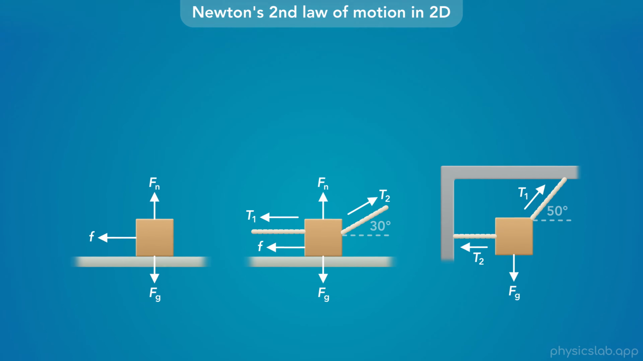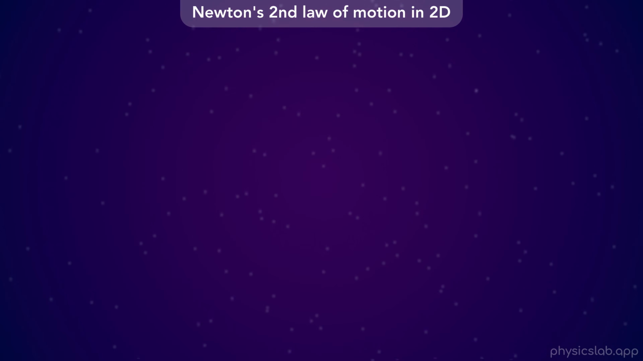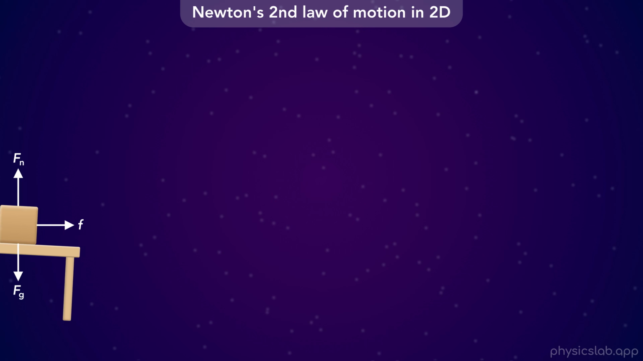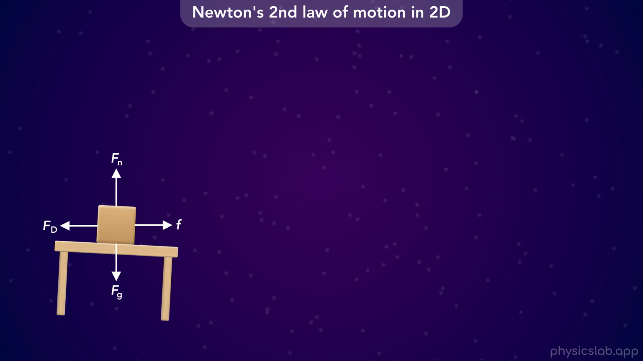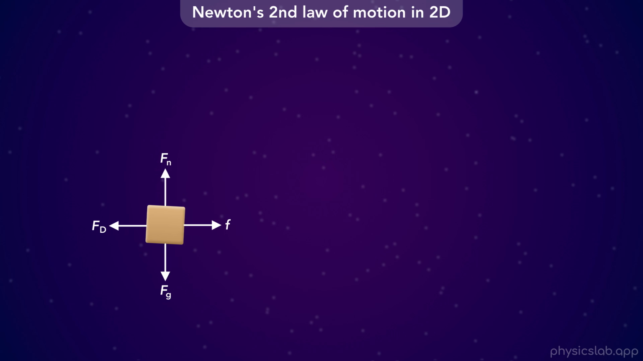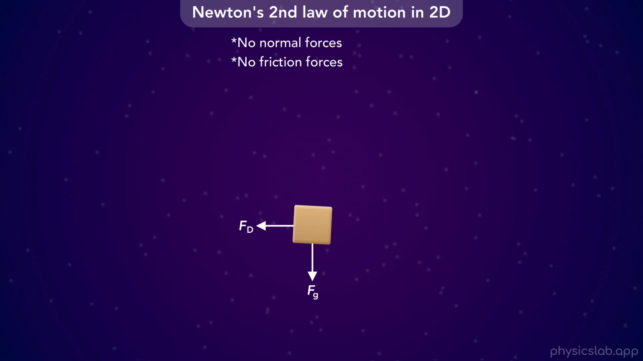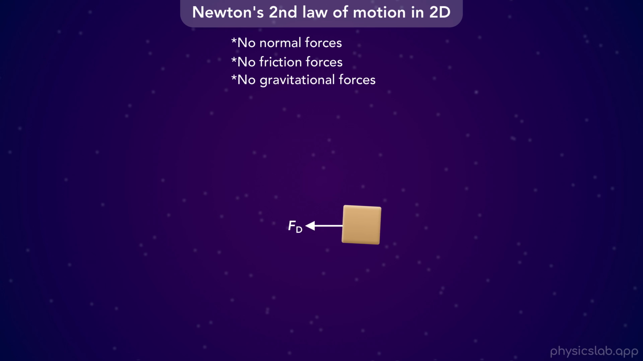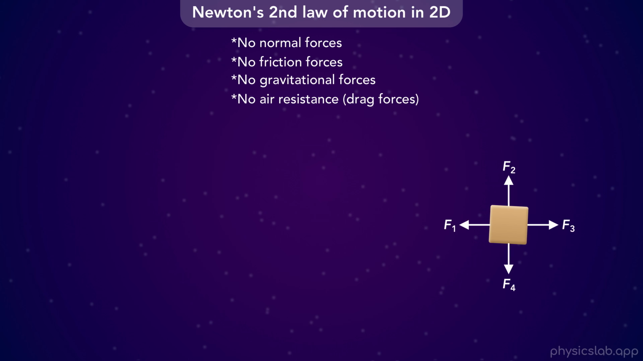So to really understand how Newton's second law works in 2 dimensions, let's imagine we're deep in outer space, just like the video on Newton's first law. Out here, an object can float around on its own, without touching other objects or surfaces, so we can assume there's no normal forces or friction forces on the object. We're also going to assume there's no gravitational forces, and there's no forces from air resistance. Then we can apply our own forces and see how the object moves.